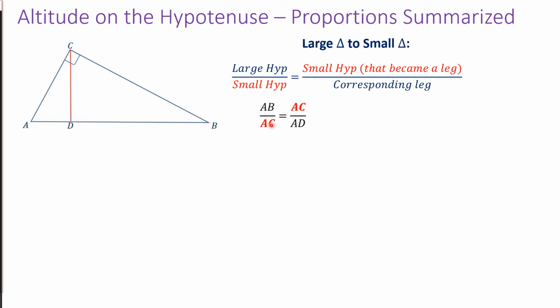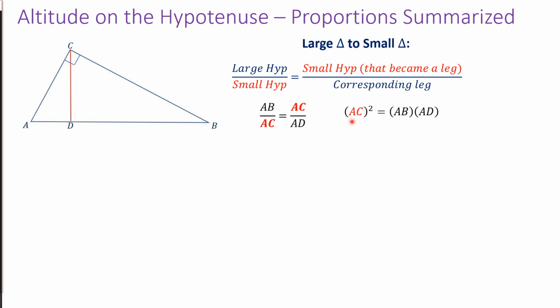You don't need to remember that to solve these. All you have to know is how to solve a proportion. And you do that by cross-multiplying and making your equation. So when we cross-multiply, we get AC squared is equal to AB times AD. And this is the equation you'll use to solve for side lengths.